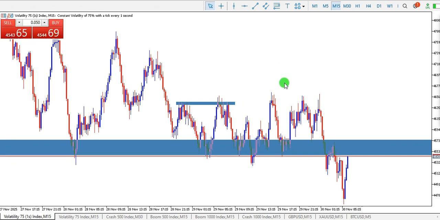On today's analysis, we'll be checking out the synthetic pairs since it's still actually the weekend, and of course today is Sunday, so we'll be checking out our synthetic pairs to see what is likely to happen today on synthetic pairs. And remember, as I always say, synthetic is actually available on all brokers.